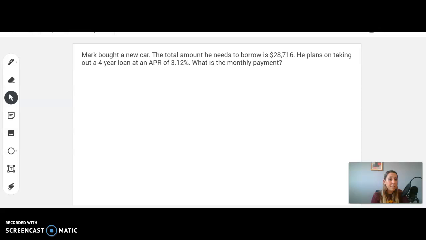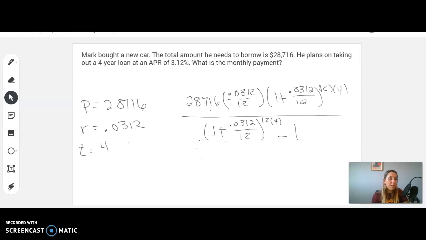Go ahead and hit pause and get your formula set up. All right, so we have Mark who bought a new car, and the total amount he needs to borrow is $28,716 right there. So that is going to be the original amount of the loan. That's what our P is. So that's our principal, or the original amount borrowed. He is taking out a 4-year loan, so my T is 4. And my APR is that 3.12%. So we're trying to figure out what our monthly payment is. So our M is going to be equal to that.